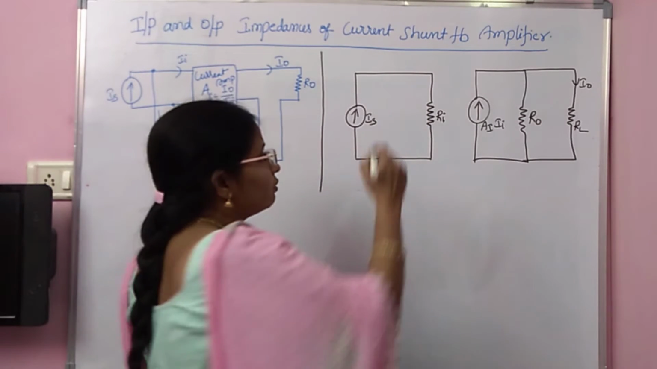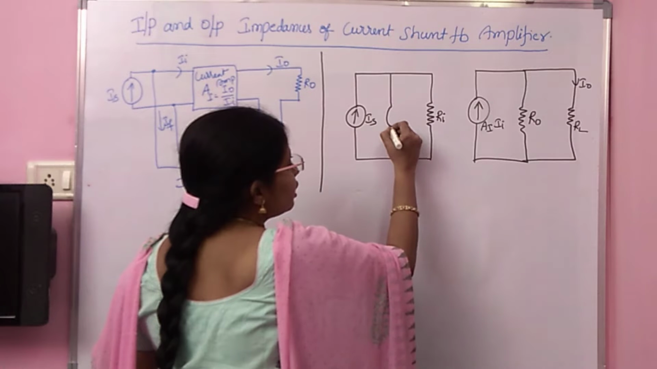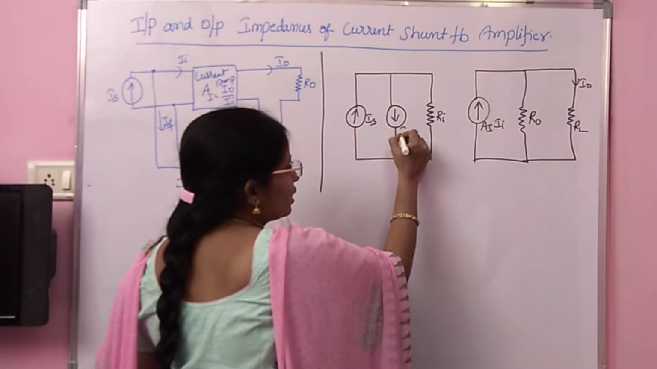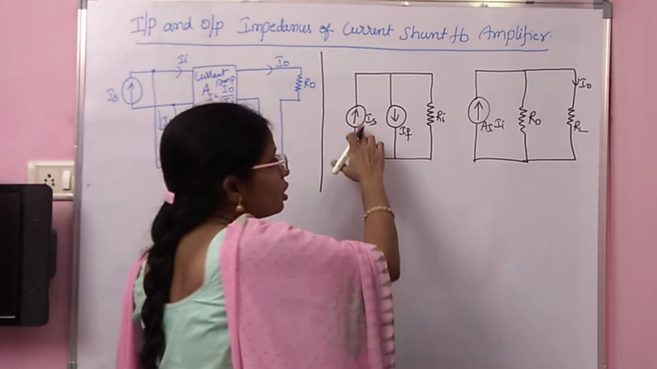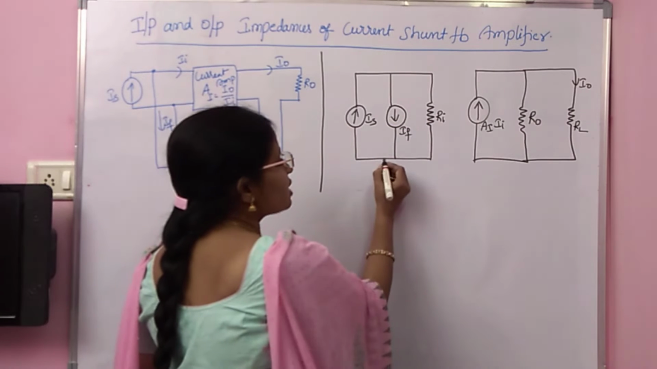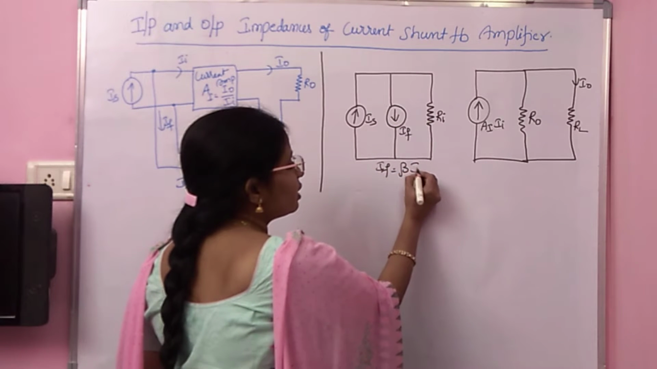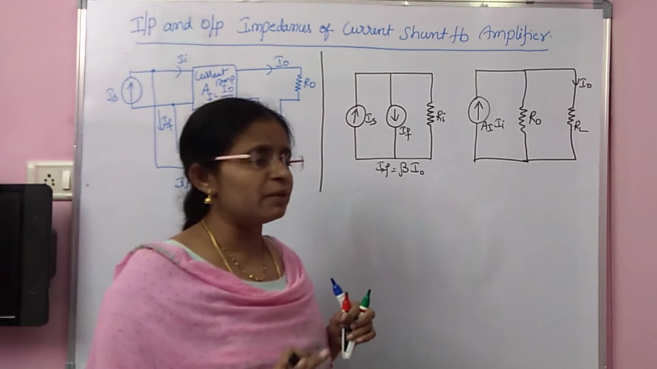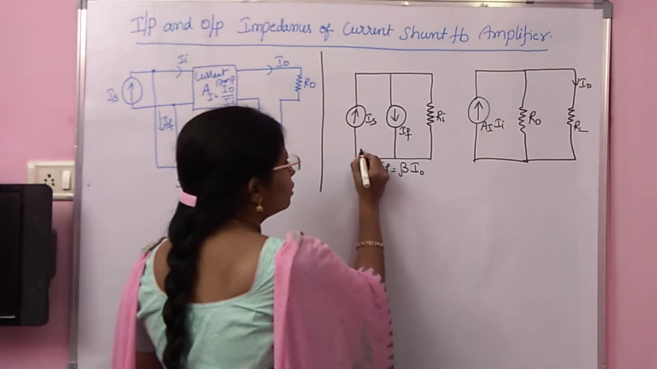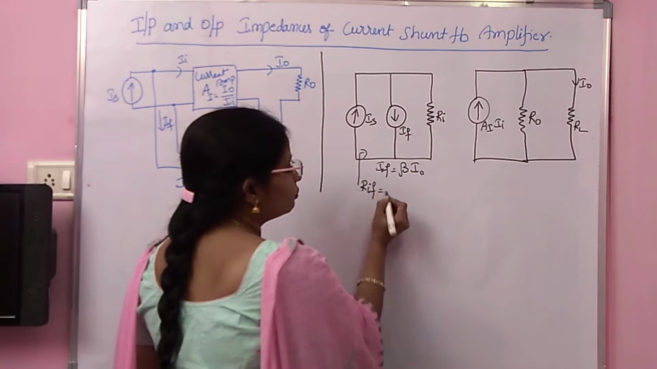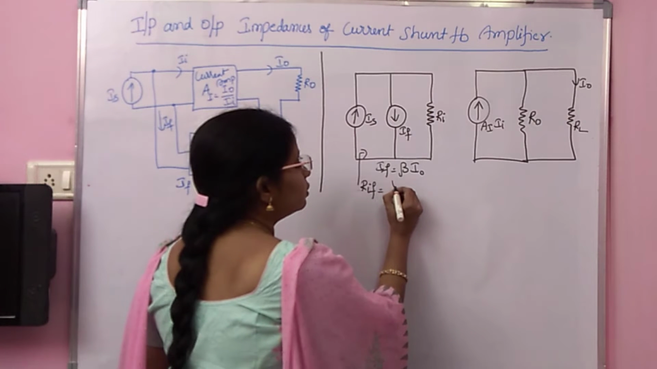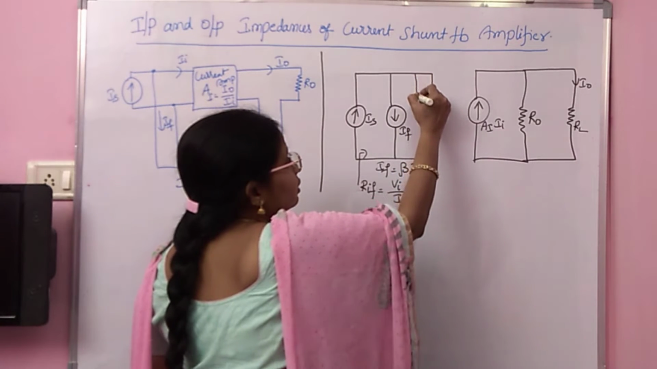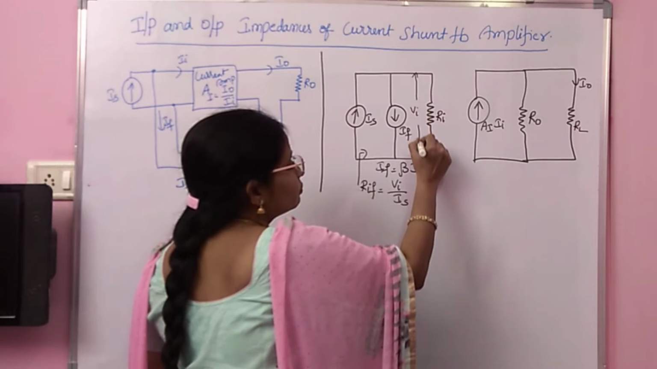So as the feedback is negative, I am including the feedback at the input side, and you must draw the current like this. The feedback current IF is opposite to your source current. What is IF? IF is equal to beta I0. So this is your Thevenin's equivalent circuit of the current shunt feedback amplifier. Now here is your RIF. What is RIF? VI by IS. What is VR here? This is your VR.